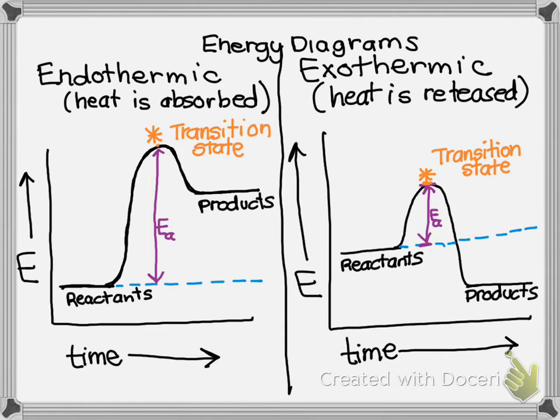And then a final place is called the heat of the reaction, or our delta H. And delta H tells us the difference between the reactants and the products.